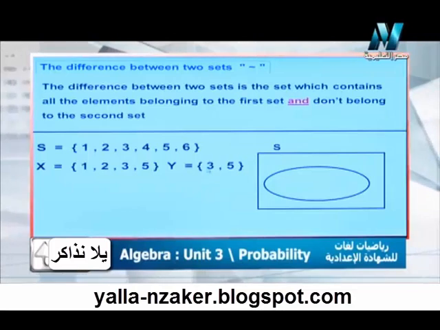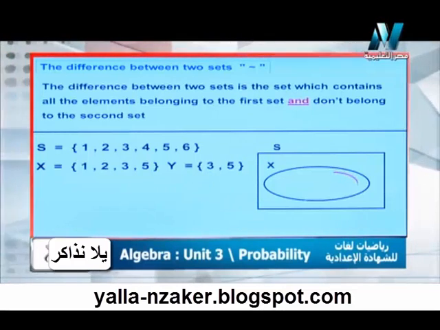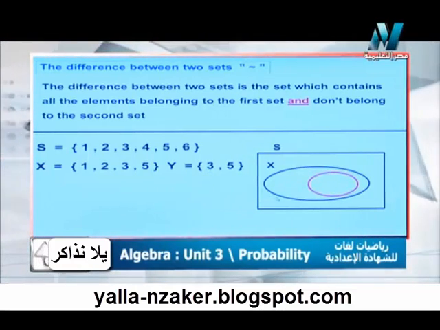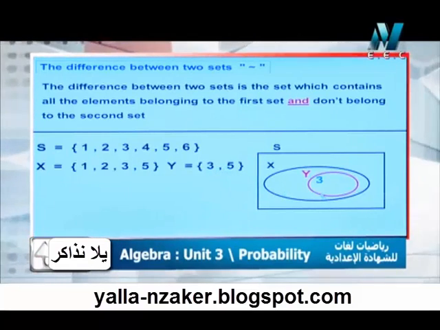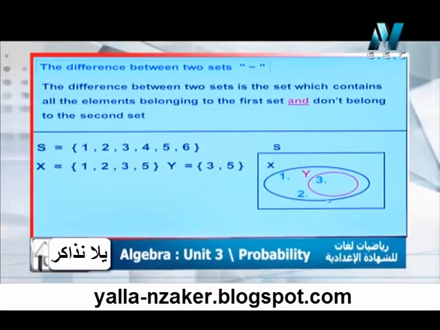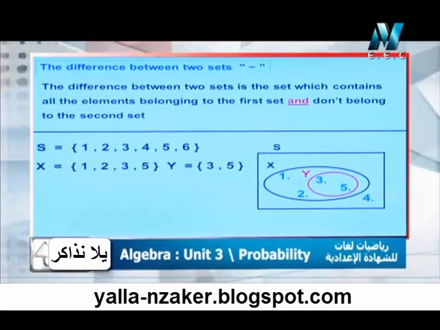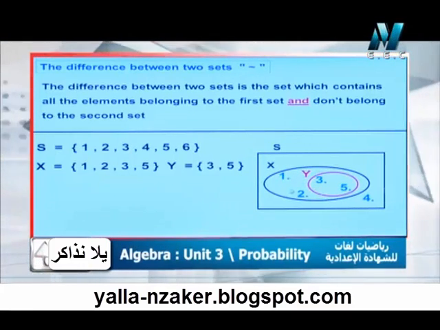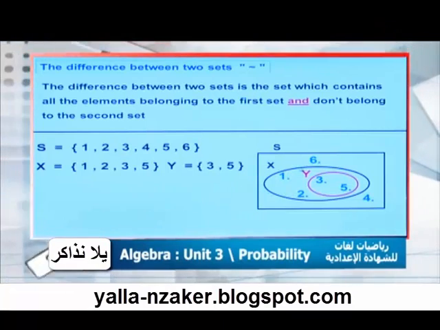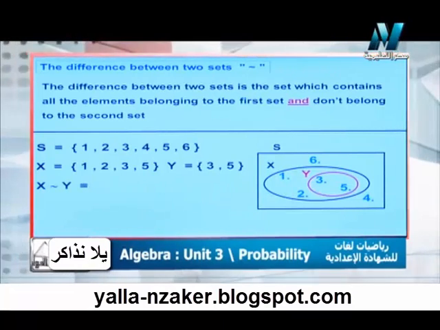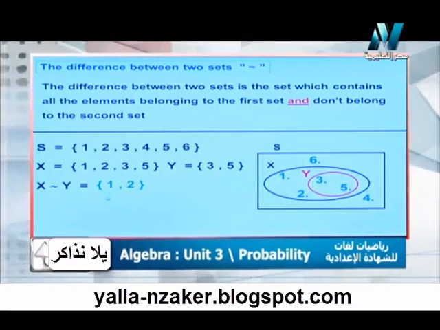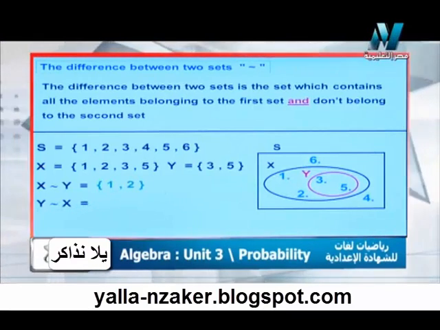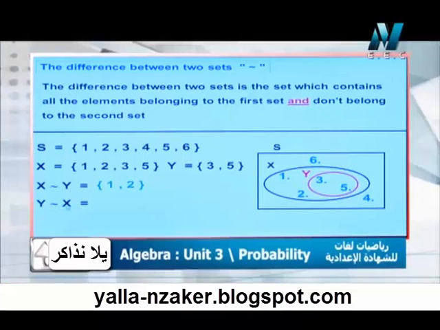X contains Y, so I can draw X and Y here. This is Y, and there are two outcomes in Y which are 3 and 5. This is 3 and this is 5. And I write 1 and 2. What's still missing, if you notice? 6 as well. If I want X difference Y, it's simply 1 and 2. But if I get Y difference X, actually Y is a subset of X and the difference between these two sets is phi.